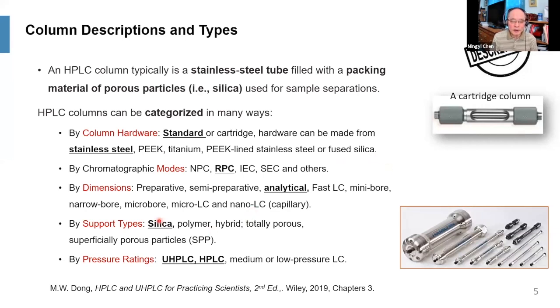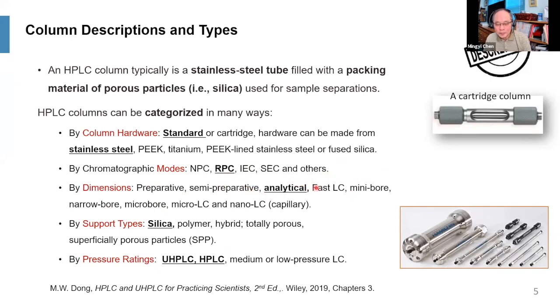Okay, we talk about chromatographic mode. Reverse phase is the most prevalent. There's also normal phase and ion exchange. So you can categorize columns by different modes. Also, dimensions are very important, right? So everyone here focuses on analytical, and that's from 2 millimeter to 4.6 millimeter ID. For those of you who are doing preparative or semi-preparative, the columns are much larger.